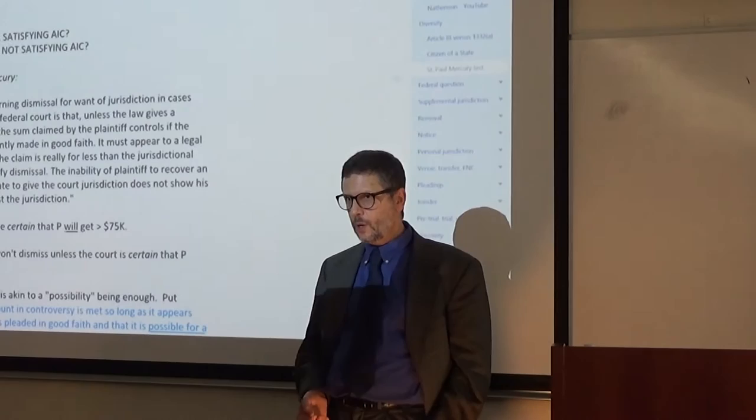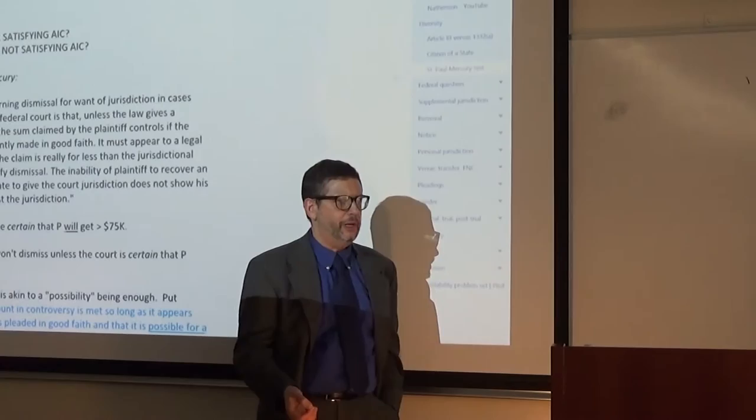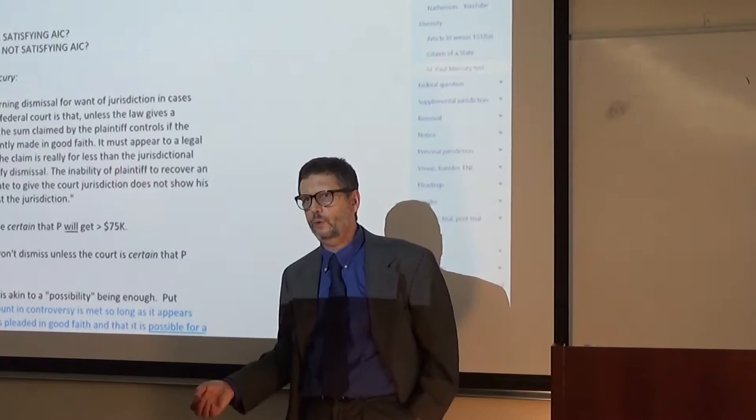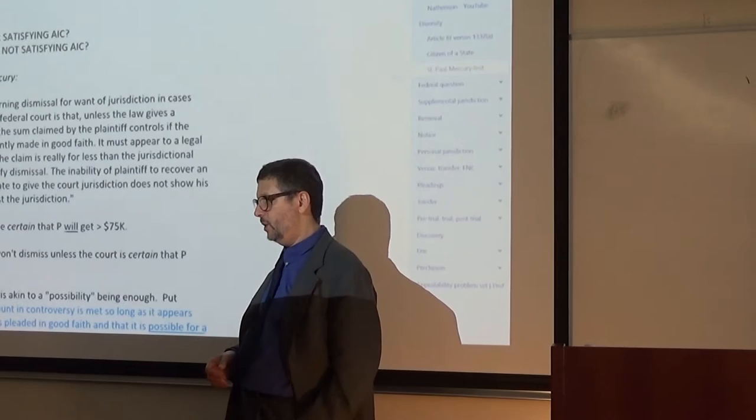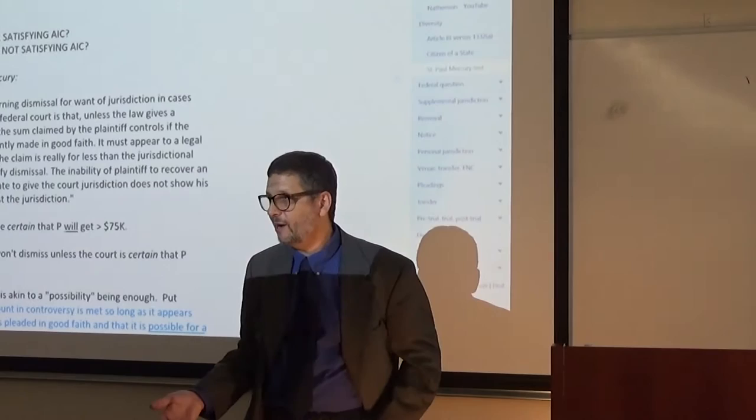So in your typical tort action, somebody's hurt, they've had some medical bills, they have pain and suffering, we don't know how much it's worth. Say they demand $1 million. Well, we don't have to be sure it's going to be over $1 million. Instead, we ask, has the plaintiff pleaded in good faith? And are we certain the plaintiff can't get over $75,000? So say the hospital bills are $50,000, then there's pain and suffering and loss of employment prospects. Do we know how much that's worth? No.